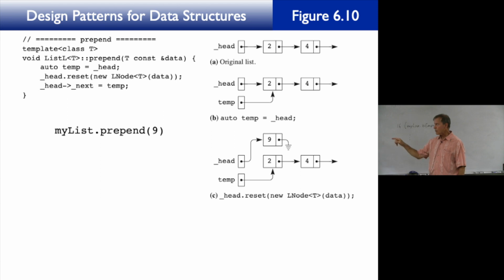So now do you see _head is no longer pointing to the first node? Well, it's a good thing we had a temporary pointing there because we couldn't access it otherwise. It would be lost. Are you with me? And now what happens?